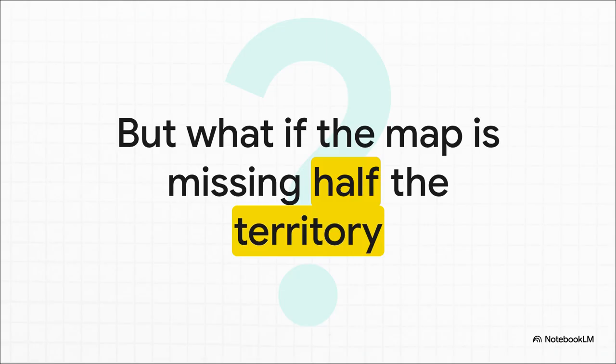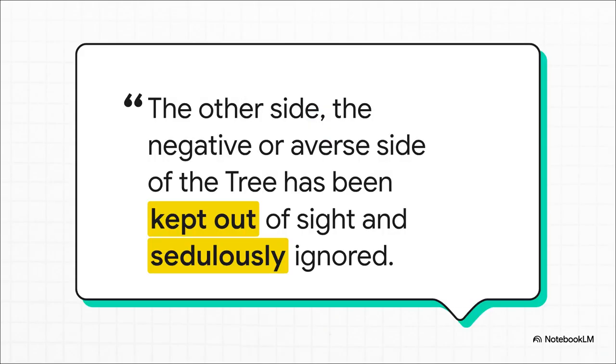But what if that map is missing, like half the territory? What if it's only showing us the world when the sun is up? And that is where Kenneth Grant comes in and just blows the whole thing open. He says that for generations, we've only been shown the positive, well-lit side of the map. He argues there's this entire other dimension to reality that hasn't just been overlooked, it's been deliberately hidden away.